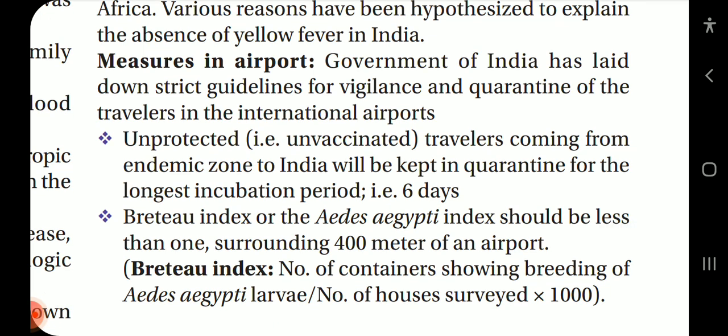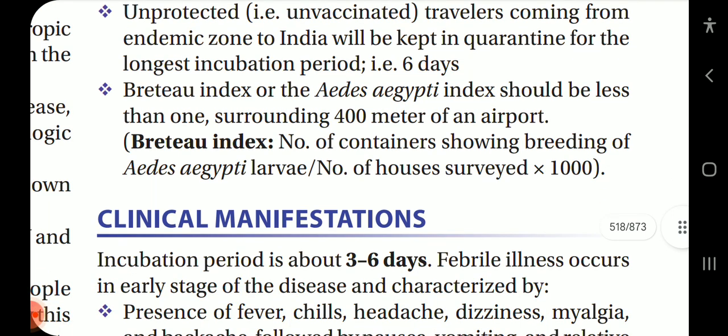Measures in airport. Government of India has laid down strict guidelines for vigilance and quarantine of the travelers in international airports. Unprotected, that is unvaccinated travelers coming from endemic zone to India will be kept in quarantine for the longest incubation period, that is 6 days. Breteau index or the Aedes aegypti index should be less than 1 surrounding 400 meters of an airport. Breteau index is the number of containers showing the breeding of Aedes aegypti larvae upon number of houses surveyed into 1000.